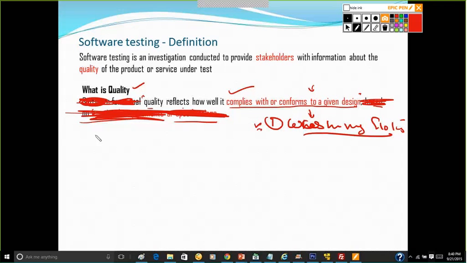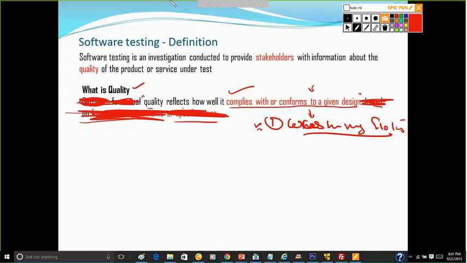So quality, when you are designing a product, say for example I'm designing a washing machine and it does not wash my clothes. Does the design match the quality? No, right? So now you read the sentence: quality reflects how well it complies or conforms to the given design. If my washing machine is not doing the basic thing of washing my clothes, there is no quality in the product.